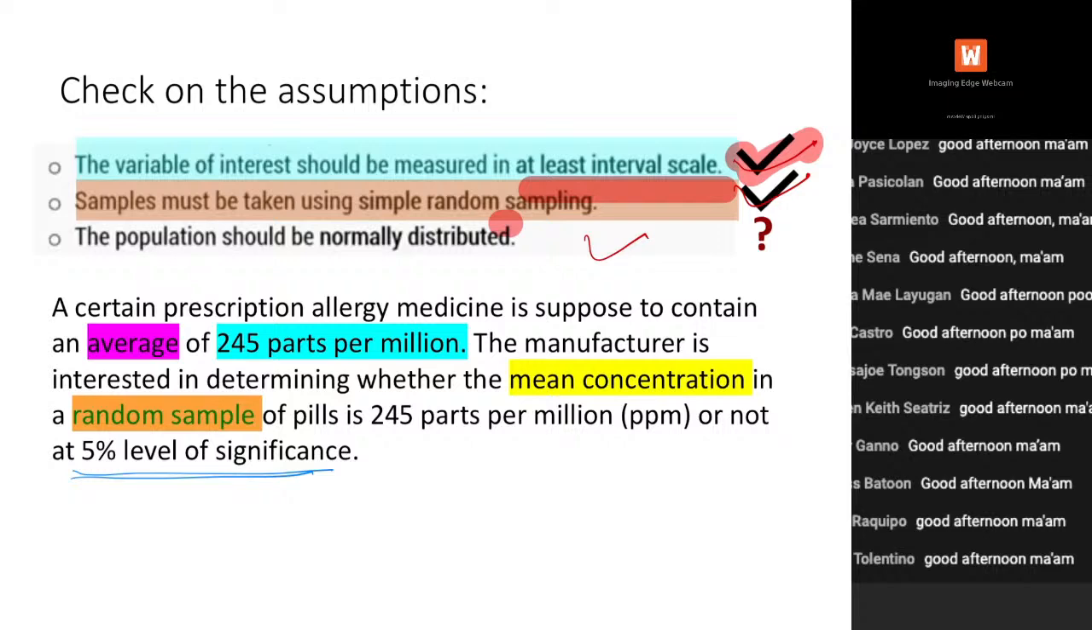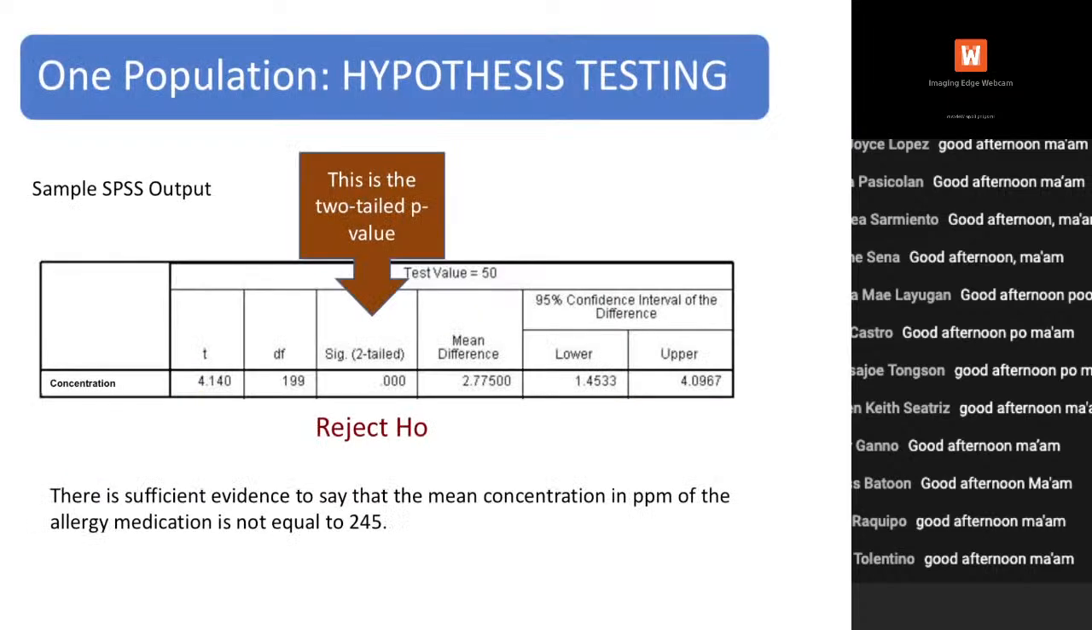Okay, so ito yung t-test output. A sample t-test output from SPSS. So all you have to do is again to look for the p-value. And the p-value, sa ang column nyo titingnan sa C. Lagi ito sa C. Okay?